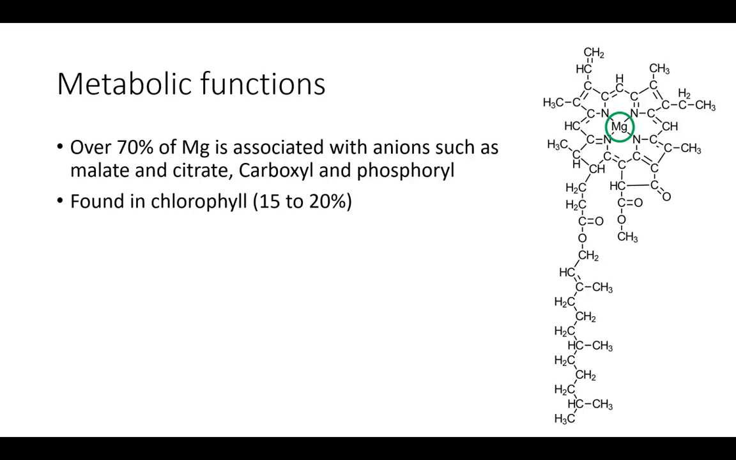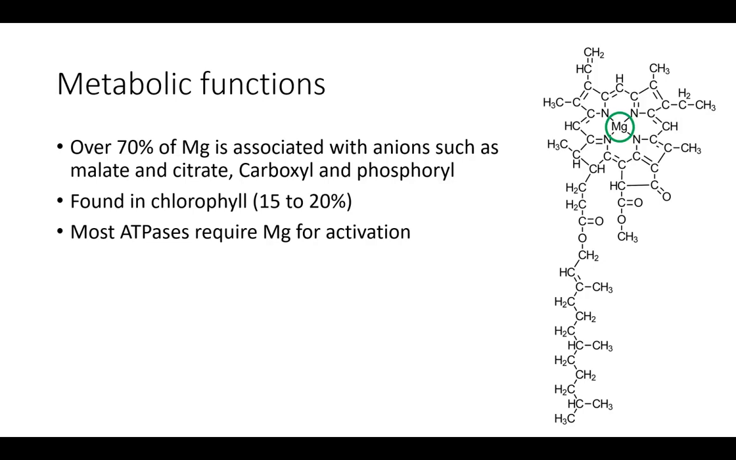Other molecules like this may have the magnesium replaced by other ions like iron in hemoglobin. There are other replacements for it in other types of materials as well, like cobalt in cobalamin. But 15 to 20% of the magnesium in the plant is found in chlorophyll. Most ATPases, molecules that generate ATP, require magnesium for activation. Magnesium is interesting because it is not tightly bound.